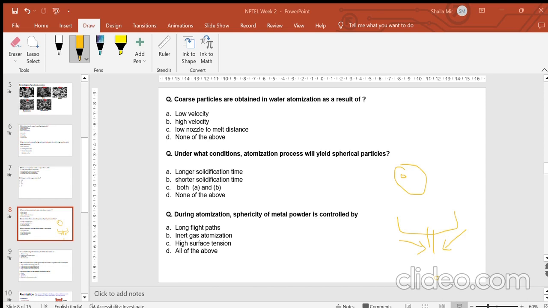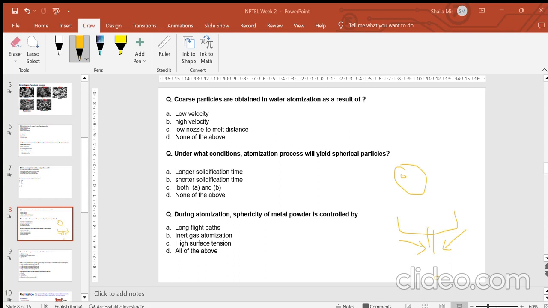See, for the first option, the long flight path means that you are giving it enough time inside the collection chamber to solidify. That long flight time is similar to giving it a long solidification time. So the sphericity will be maintained if you give it a long flight path. This is right. Then it is also controlled by inert gas atomization, because we saw that gas atomization based on nitrogen or inert gases will tend to achieve a spherical morphology. So that is also correct.